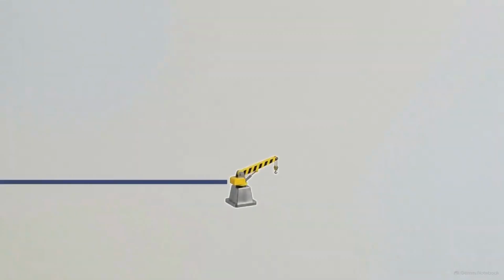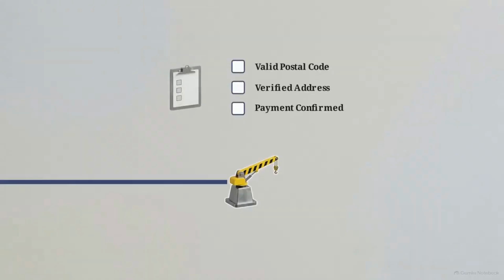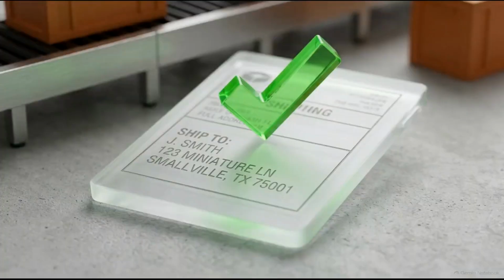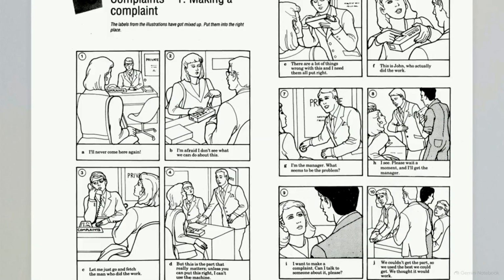We introduce a process constraint. This is a strict rule that prevents a task from moving forward until specific conditions are met. Moving forward, every address entry must be verified by the system before a consignment is dispatched. This comic illustrates the resolution of a customer complaint.